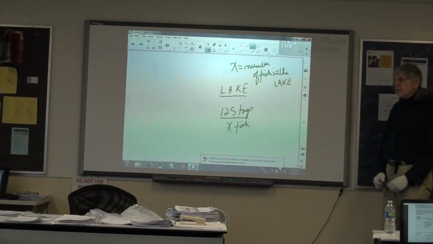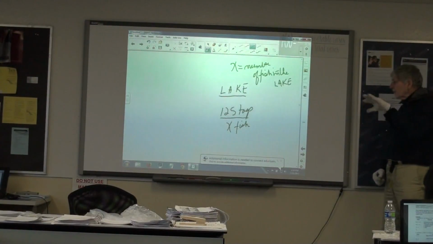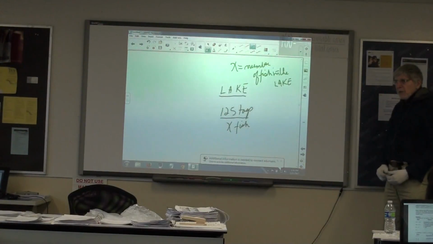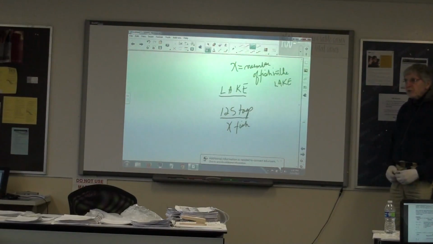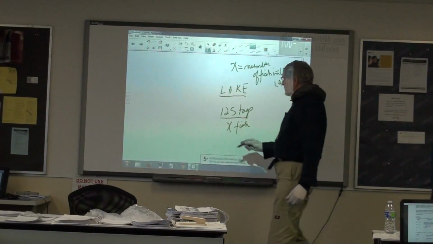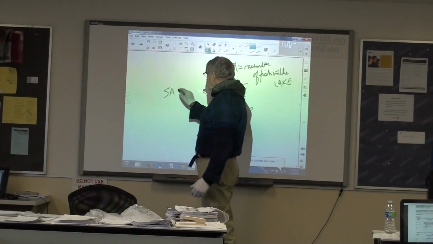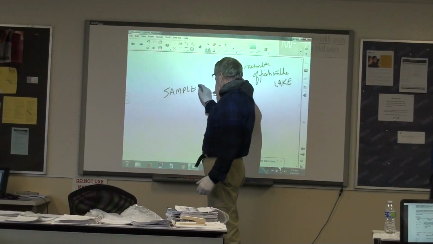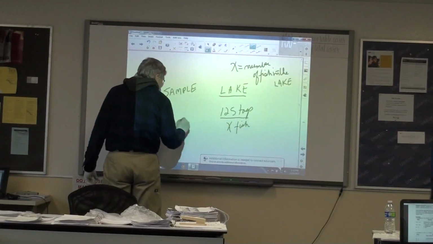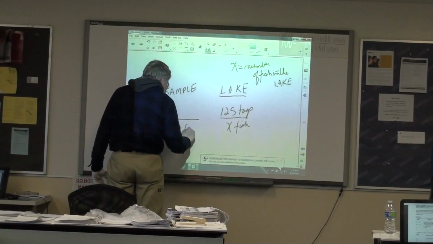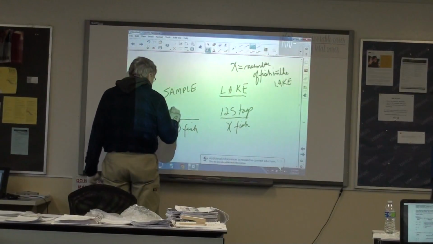So now Como waits a week until those 125 tagged fish circulate, they're randomly distributed throughout the lake, and he goes out again. And now he scoops up a net of fish at that time. So this is called the sample. Now in the sample, there are 90 fish, and he finds 20 tags.